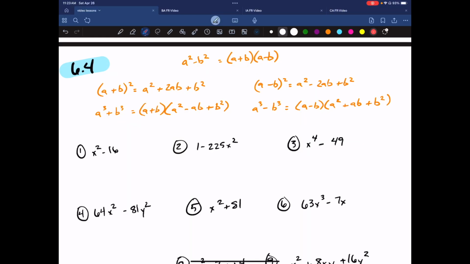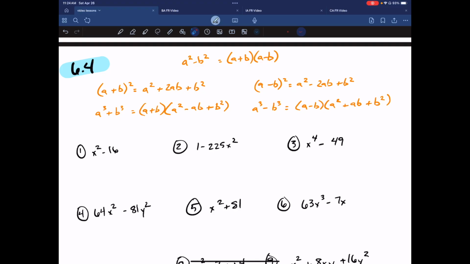In 6.4 we're talking about factoring special forms or special products. So let's get started. Let me draw your attention to the top of the page. Because we're dealing with special products, let me tell you what they are. We first have a difference of two squares. If you have a binomial where both terms are squares and you subtract the two, you're going to get (a plus b)(a minus b), where your first term and your second term live in both, and you just have one of each sign.